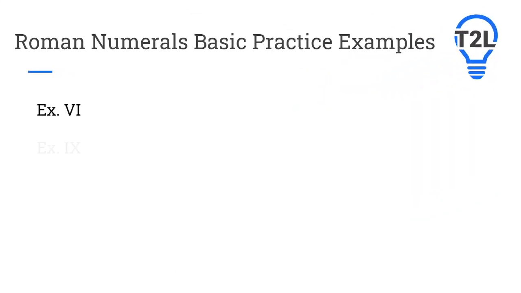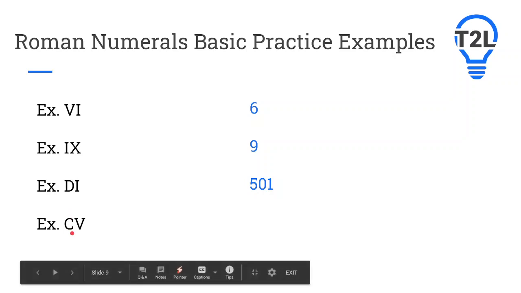Okay, so I'll just go over these practice examples with y'all. Alright, so the first one, VI, well V is just 5 and then I is 1, so 5 plus 1 is just 6. IX, so like we said before, since I is before the X, this means subtraction, or 1 before 10, which is just 9. And then DI, well D is just 500 and I is 1, so that's just 501. And then CV, well C is 100 and then V is 5, so it's just 105.